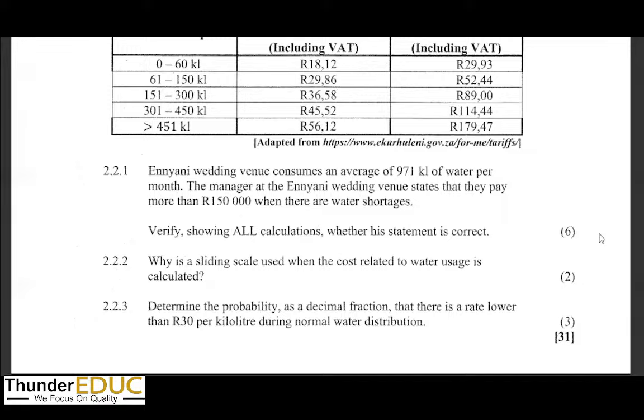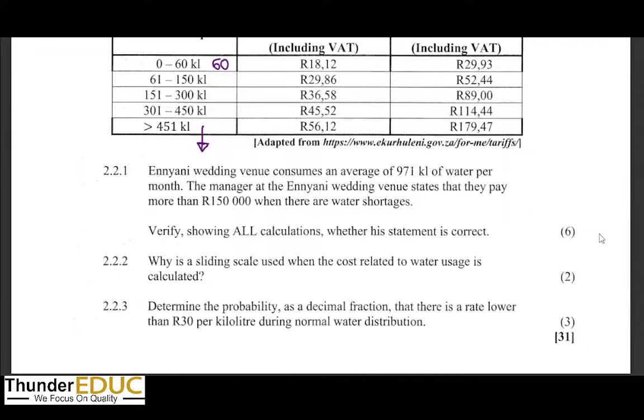So we're looking at 2.2.1. We want to prove whether his statement is right, because they state that they pay more than 150,000 when there are water shortages. The first thing you're going to do is find out that 971 kiloliters has exceeded the normal brackets. So we have to find out in the first bracket how many they consumed.